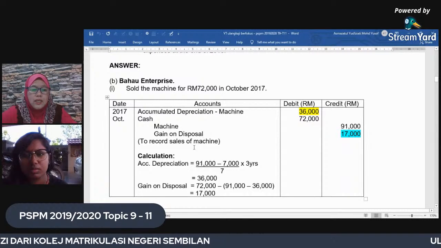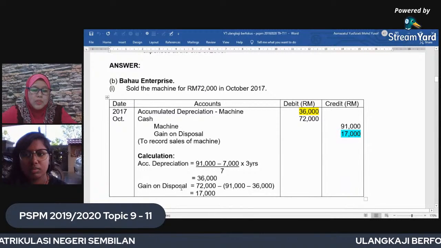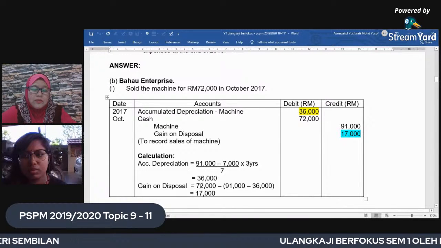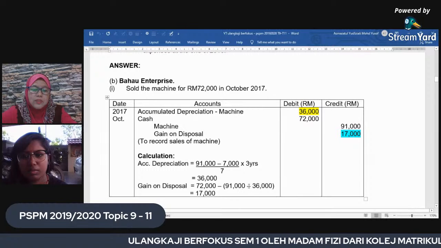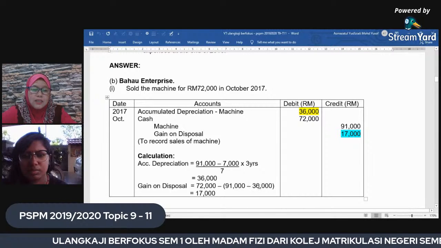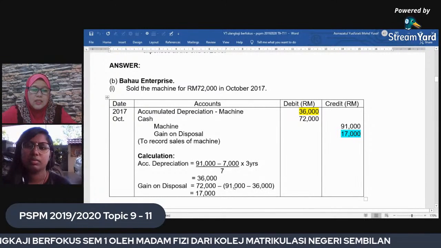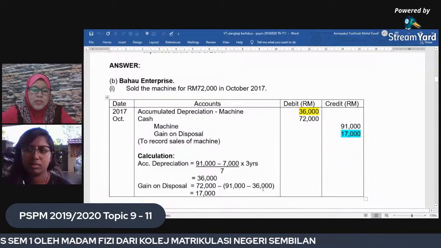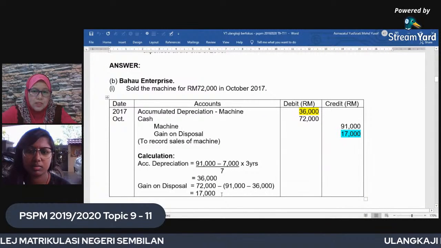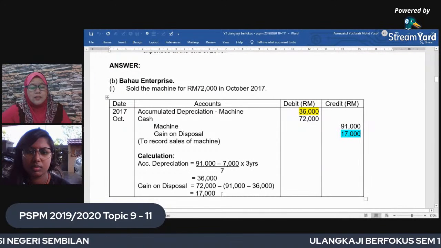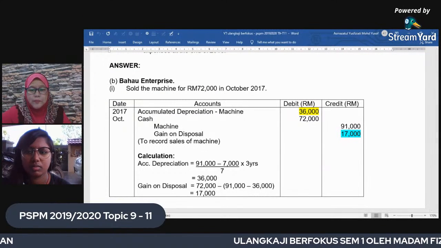Or you can calculate gain on disposal equals 72,000 minus 91,000 plus 36,000. This is the cost and this is the accumulated depreciation, which equals 17,000. Okay, so is there any question so far?